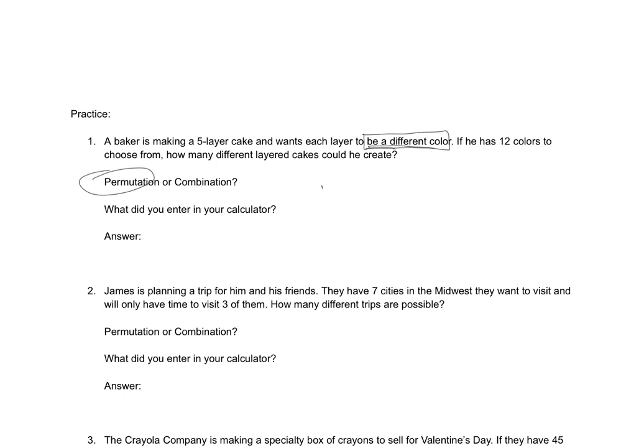So we would have P, and we had 12 to choose from, and we are picking 5 of the colors. Okay, so we have a permutation where there's 12 colors to pick from, and we're picking 5 of them. And if you do 12, choose 5 in your calculator, you would get 95,040 different ways that you could make, so 95,000 plus cakes that you could make.